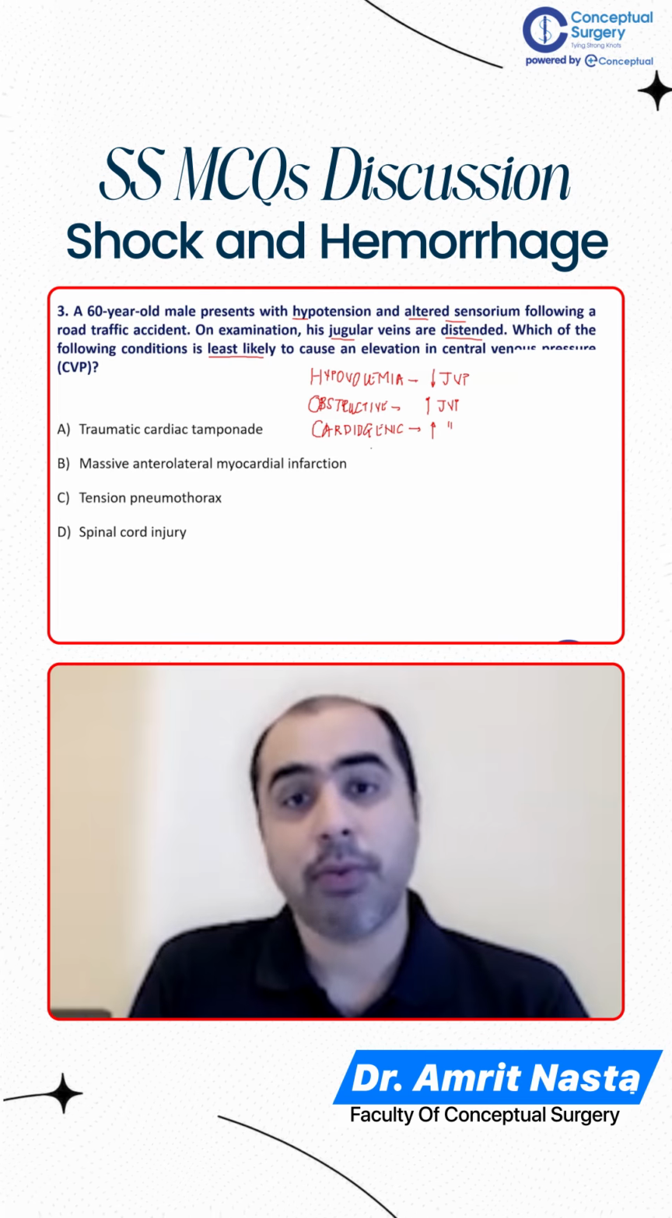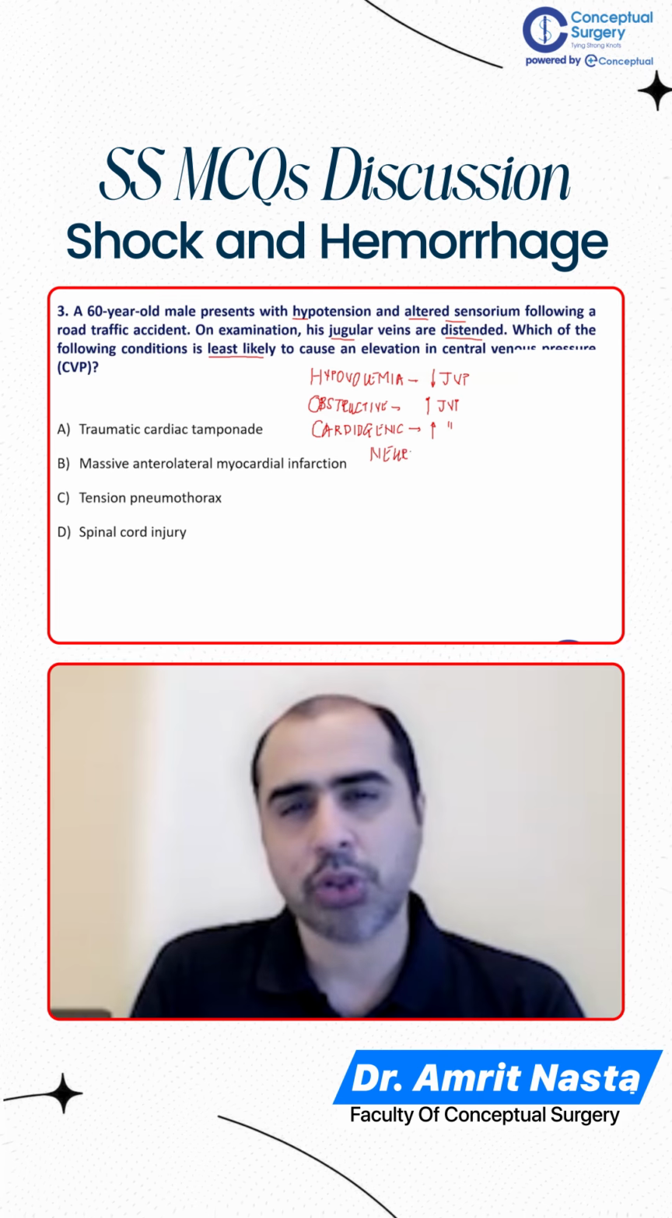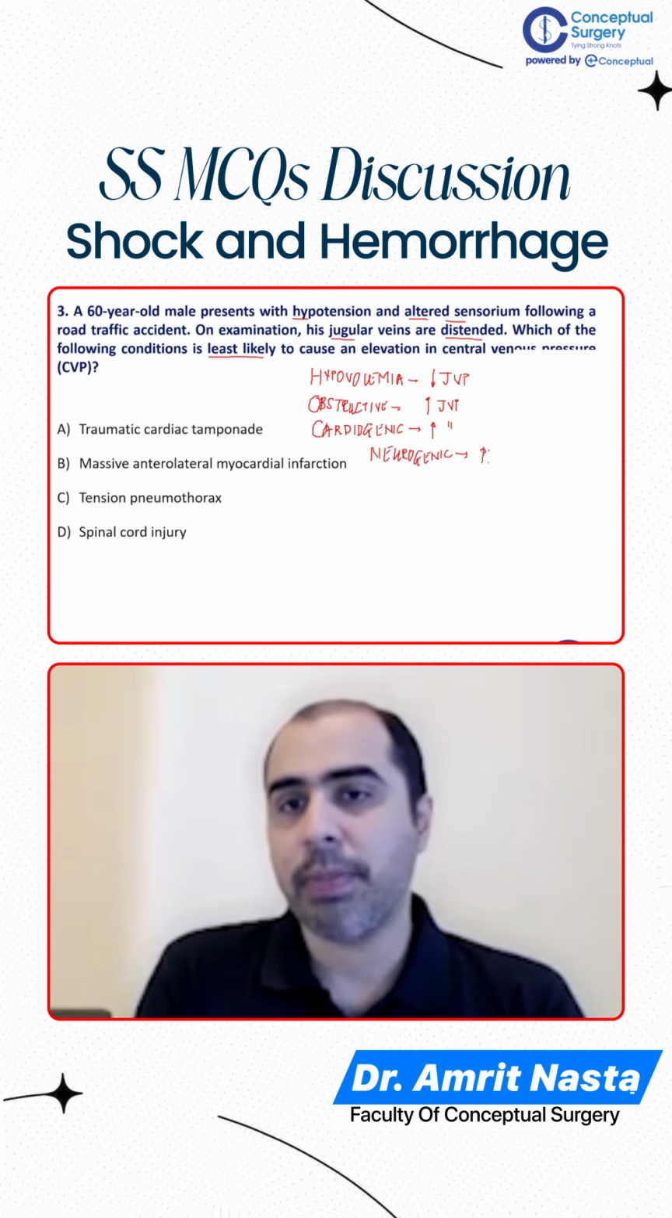The fourth type of shock is neurogenic shock. Actually, it's a type of distributive shock, which can be seen in spinal cord injury. In neurogenic shock, there is going to be peripheral pooling.